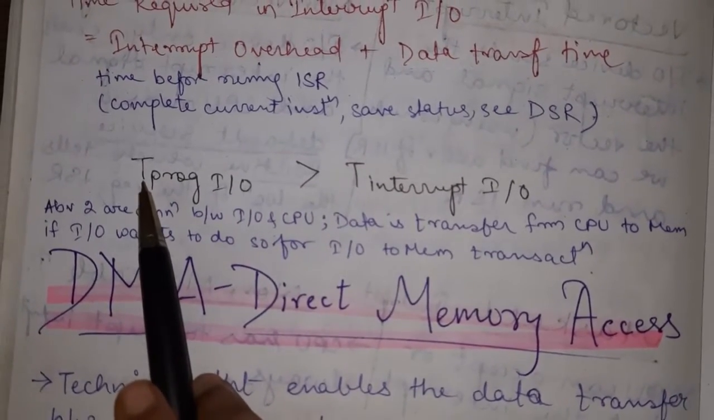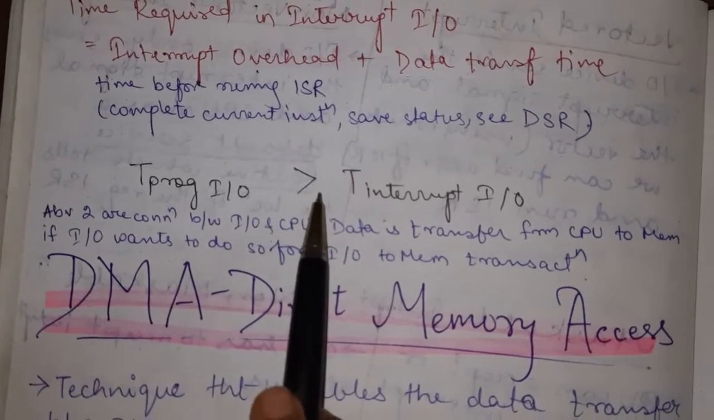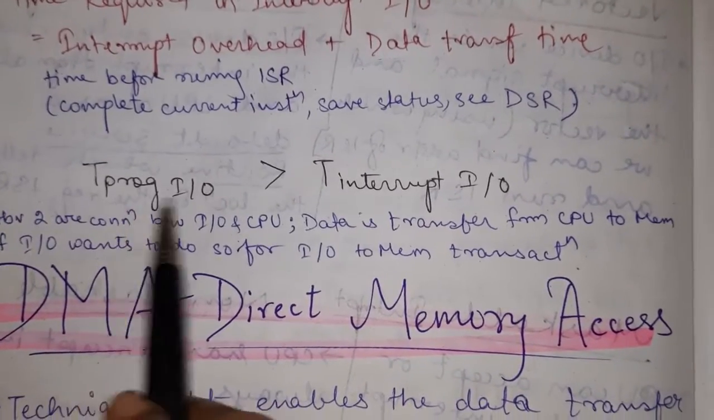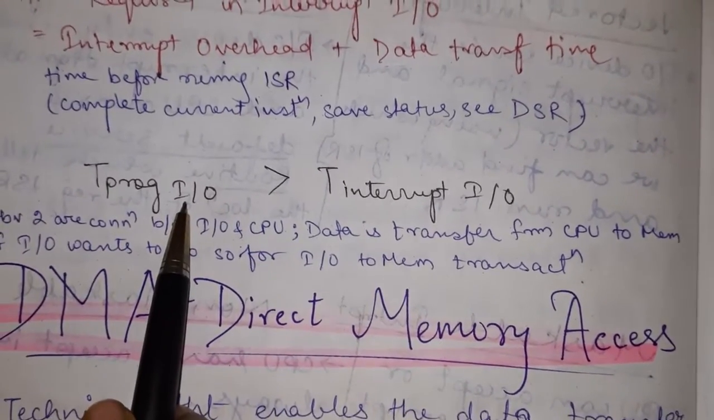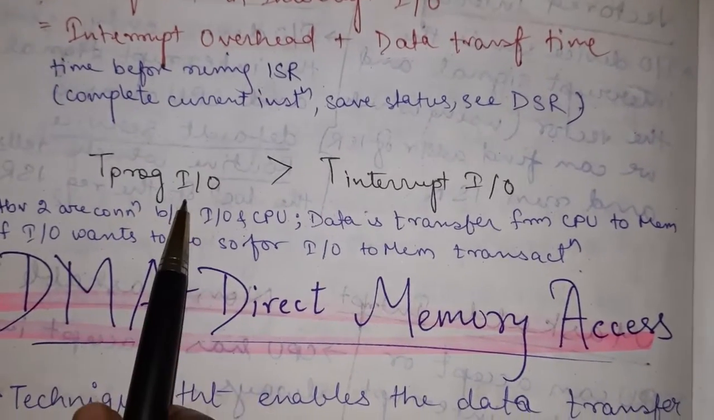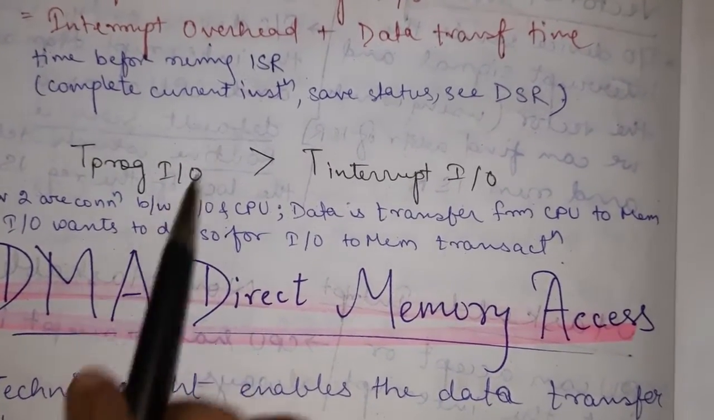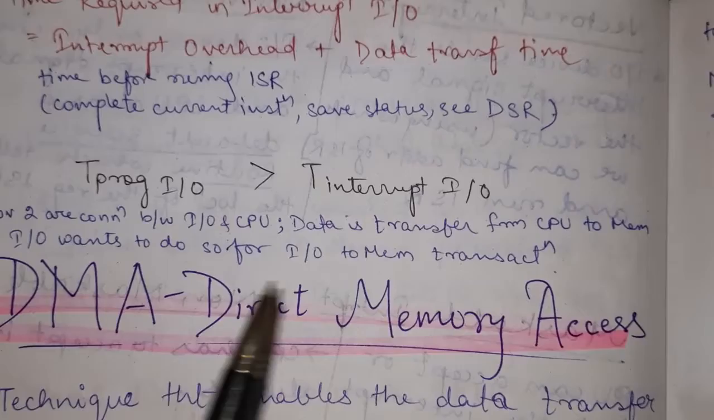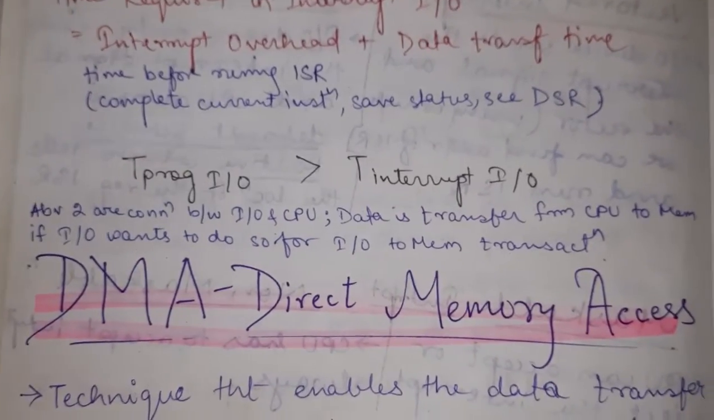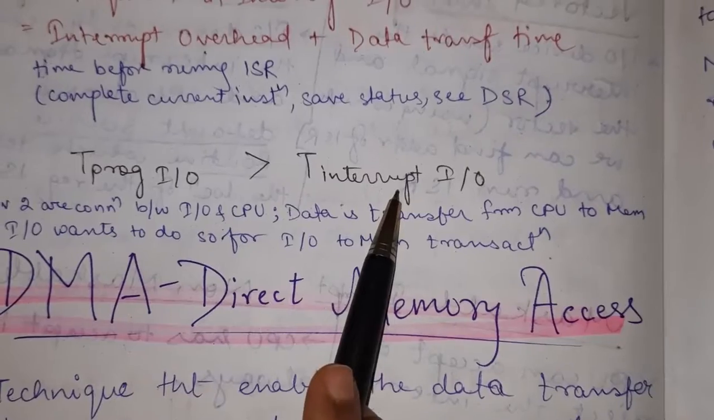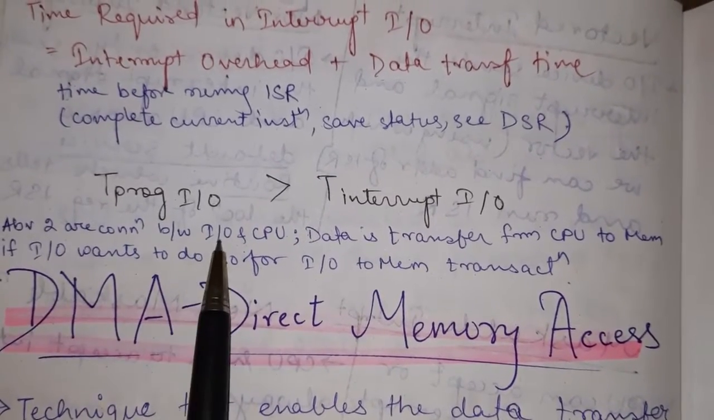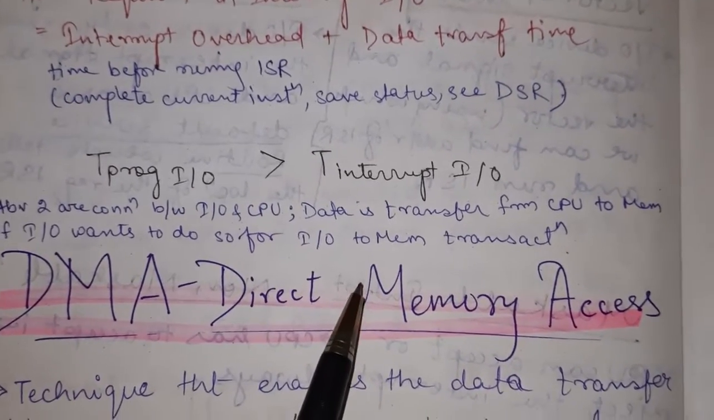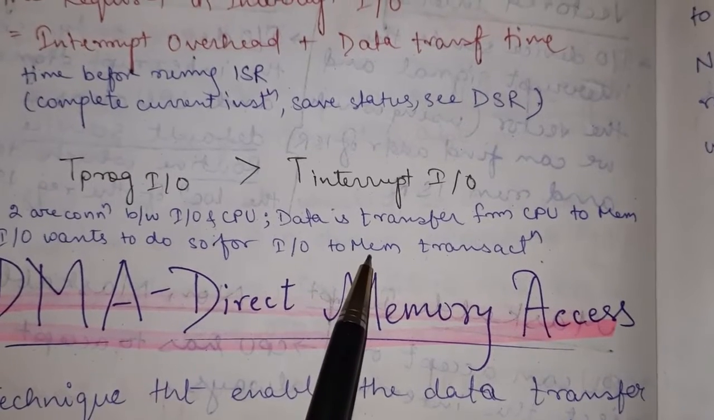So we can say that the time taken by programmed IO is greater than the time taken by interrupt IO. Why? Because programmed IO checks for each and every input output device. Suppose I have a large number of devices, then this becomes greater than the time required for interrupt IO. So in programmed IO and interrupt IO, the IO device and CPU were connected, but now in DMA we shall see how IO is connected to memory.